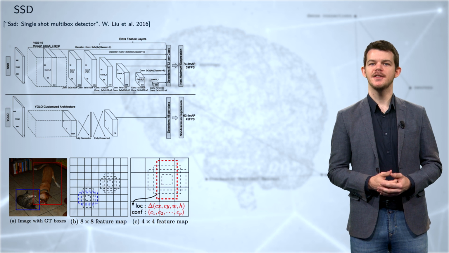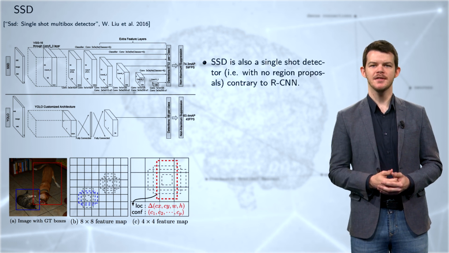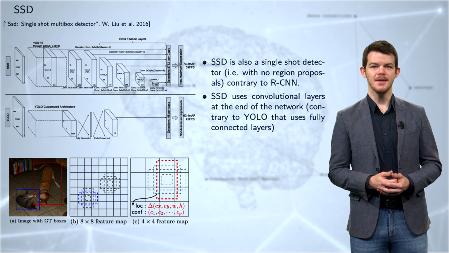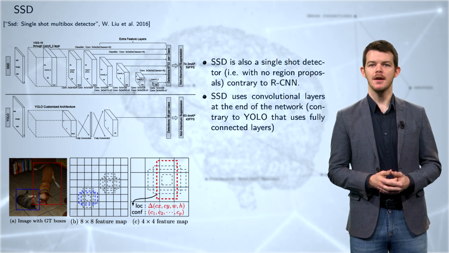SSD is another famous CNN architecture used for object detection. Similarly to YOLO, there is no region proposal. Regions or equivalently bounding boxes are created via a neural network as in YOLO. SSD uses convolutional layers at the end of the network, contrary to YOLO, which uses fully connected layers.